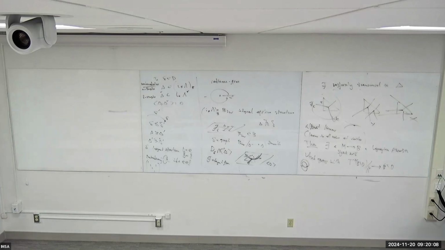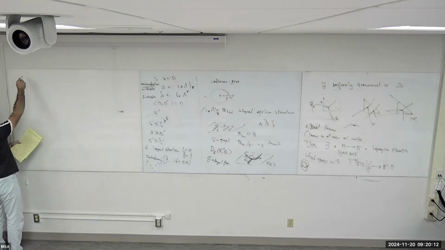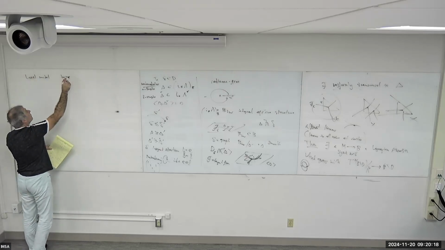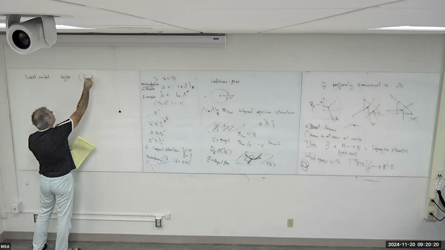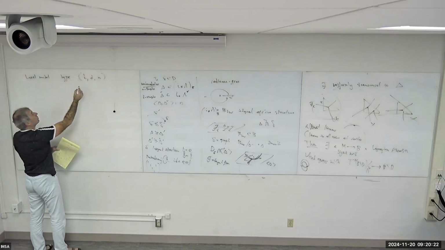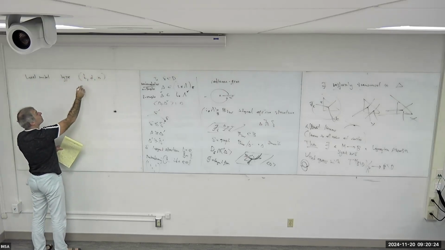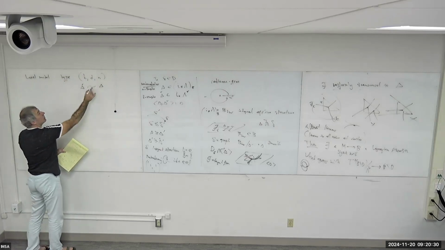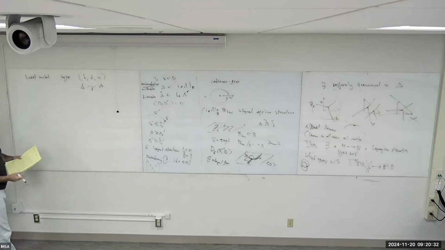So, okay, let me actually say a couple of words. I'm going to concentrate mostly on the local models, and I'm going to say local model of type k, d, n. Remember, this is where my delta check is k-dimensional, this is my delta n-dimensional, and d is my stratum delta.